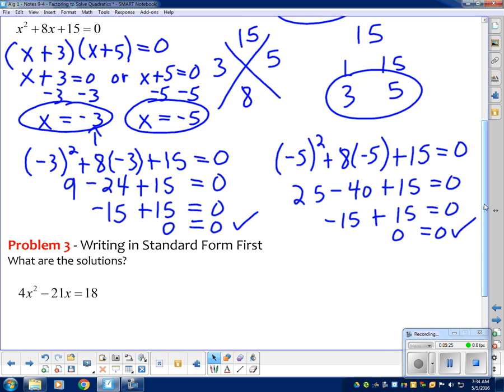So if you'd like to, you could copy down those checks there. If we've done it correctly, if we factored correctly, found the right solutions, then when I plug it in, it should equal 0.